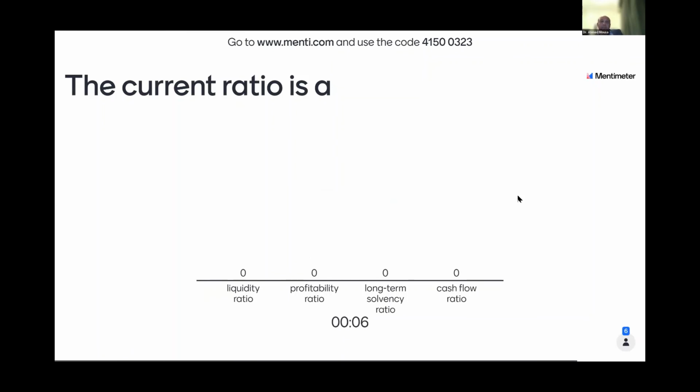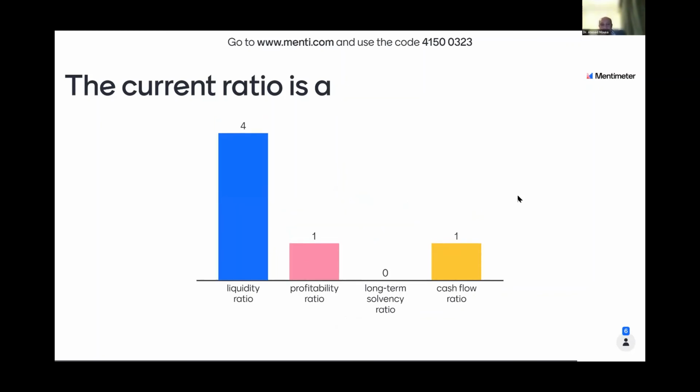This is the one that measures your ability to pay your short-term debts. Yes, liquidity ratio. Very good, amazing.